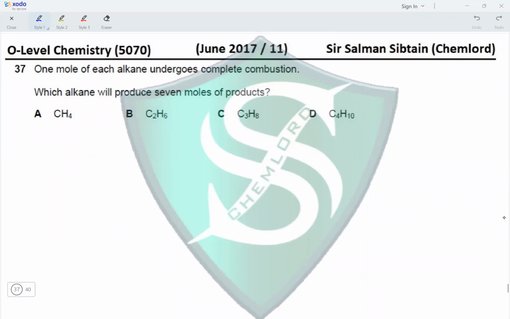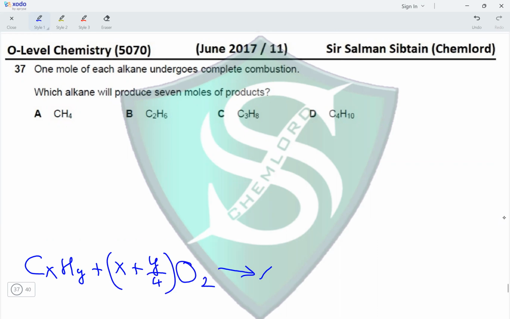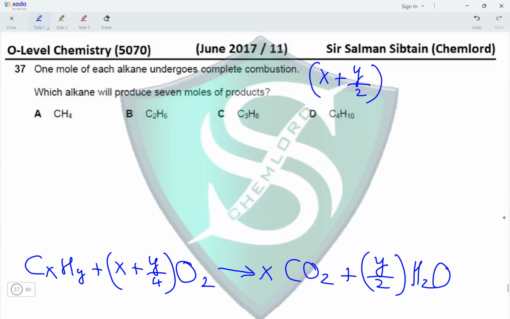Question 37. 1 mole of each alkane undergoes complete combustion. Which alkane will produce 7 moles of products? So the general combustion equation is CxHy plus (x plus y upon 4) moles of O2, giving us x moles of CO2 and y upon 2 moles of H2O. Okay, so according to this equation, x plus y upon 2 should be equal to 7. So that is what we calculate for each of the given alkanes.